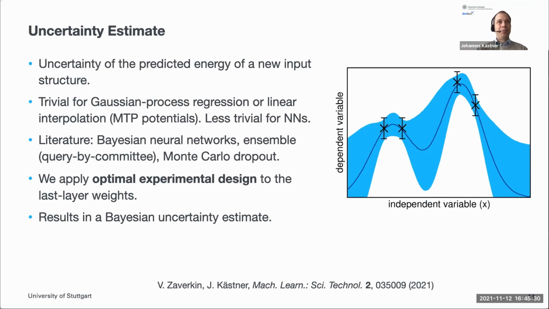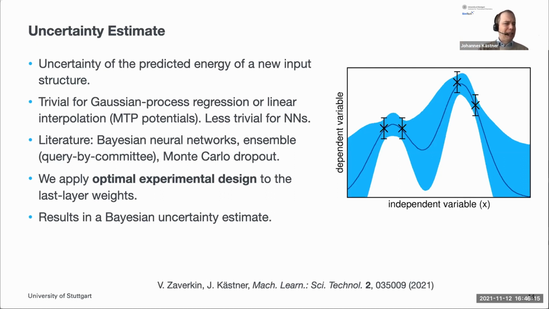Now, such an uncertainty estimate is trivial and directly provided by Gaussian process regression. It's also easy for linear interpolation, which is probably the reason why Alex Shapeev used linear interpolation for his moment tensor potentials. For neural networks, to provide an uncertainty estimate is by far not as trivial. There are approaches in the literature, so one can use Bayesian neural networks, one can do ensembling, query by committee, so a few neural networks and averaging them. There's Monte Carlo dropout. For all of them, essentially, one needs to recalculate a neural network a number of times, which is moderately efficient.